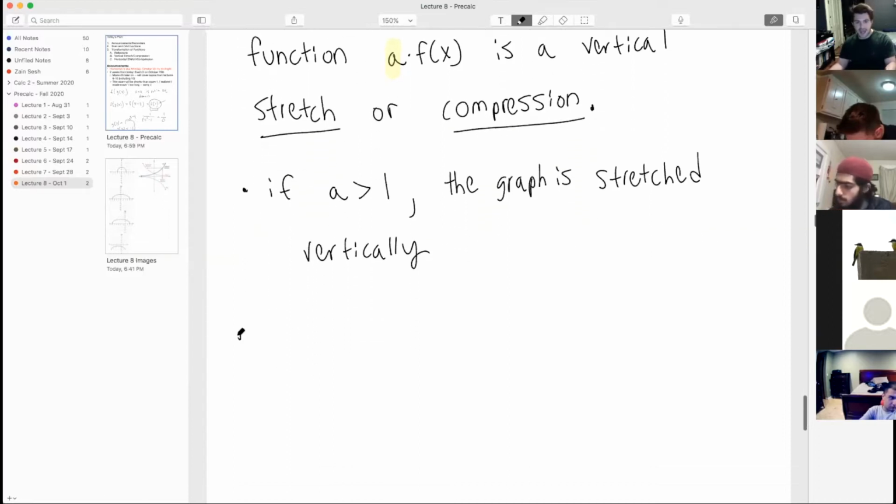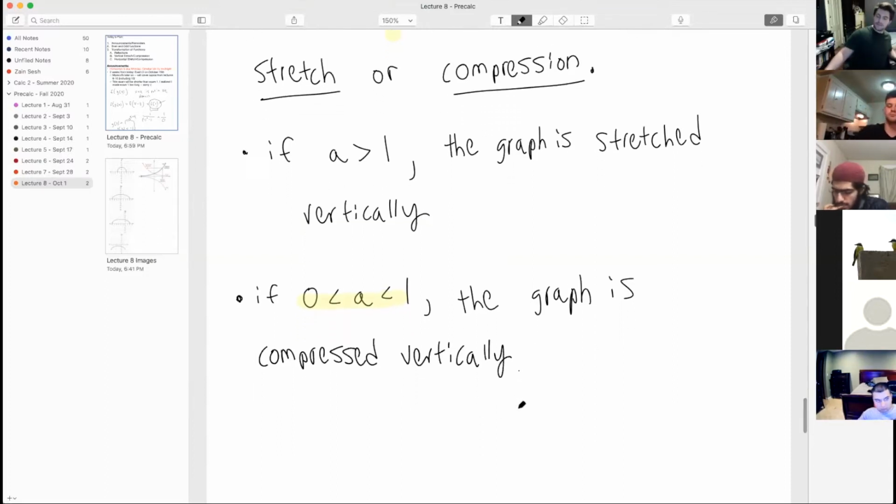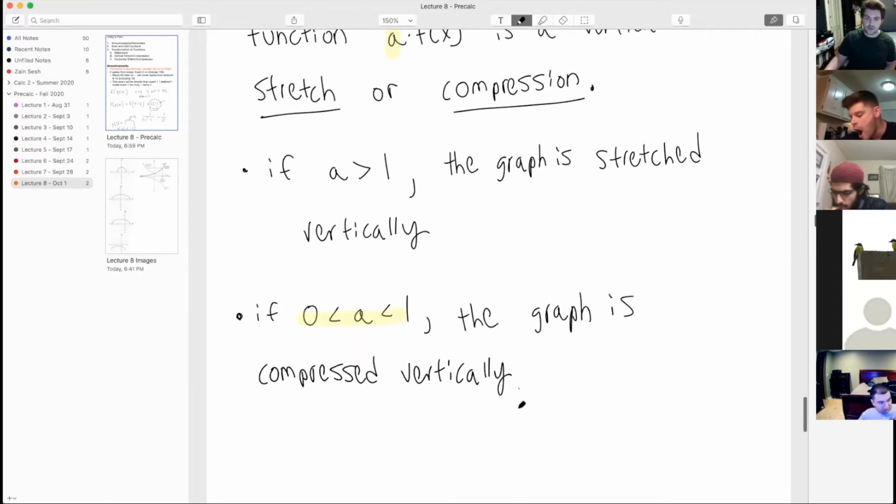All right, and if a is between 0 and 1, that's how I notate it, this is actually going to be a compression. The graph is compressed vertically. All right, and that's it. So that's all you need to know.